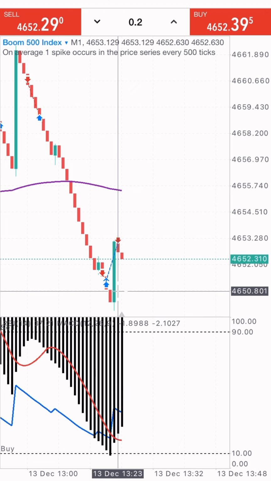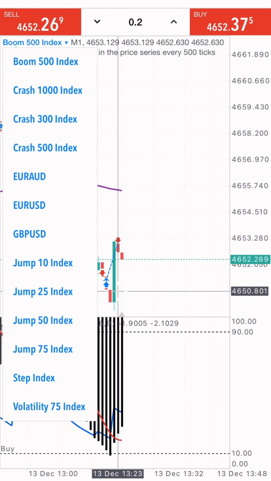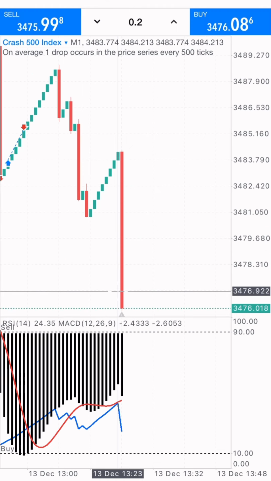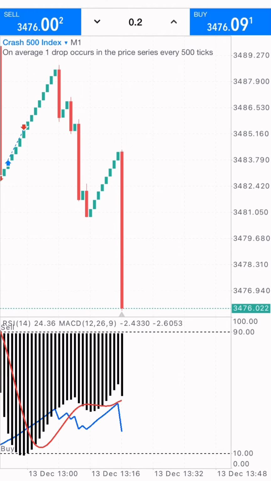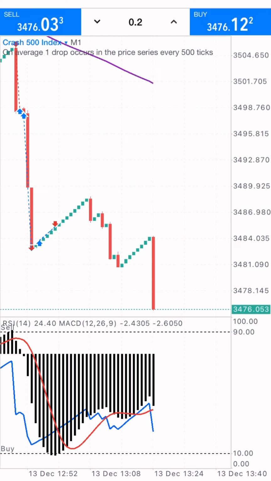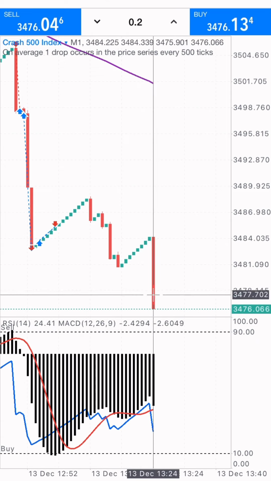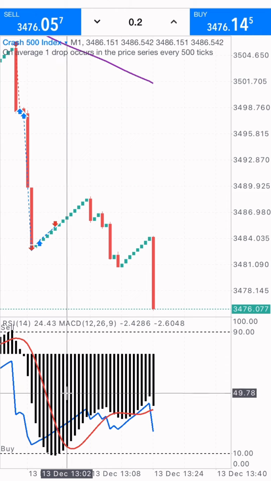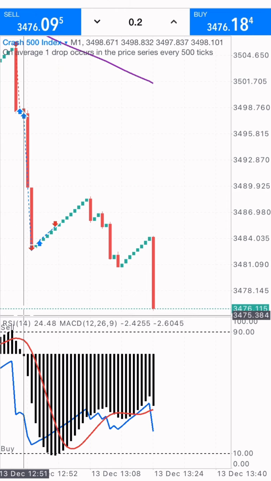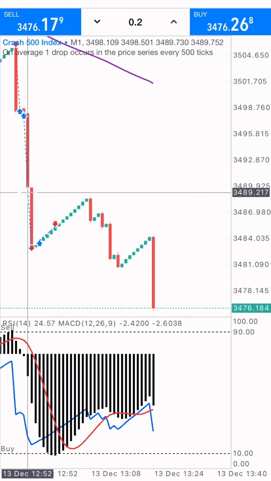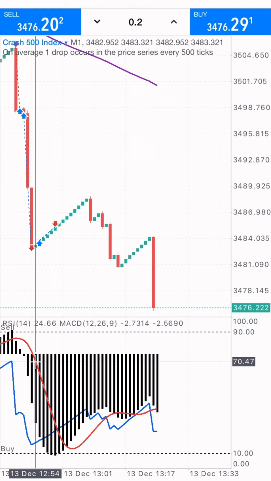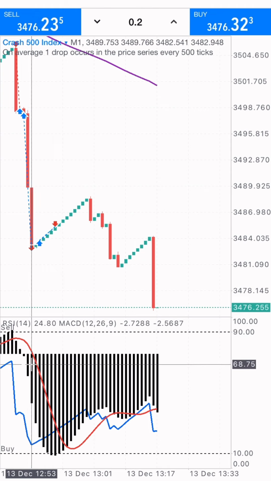So go over to the Crash 500 index right here. Over on the Crash 500 index, we can see a very long spike. Okay, a very long spike, guys. Remember what I said: on the downtrend of the MACD for the Crash 500 index, a lot of spikes. If you see right here at this point, you can see that the spike occurred right here. If you trace it down, a downtrend on the MACD right here, again a downtrend on the MACD.